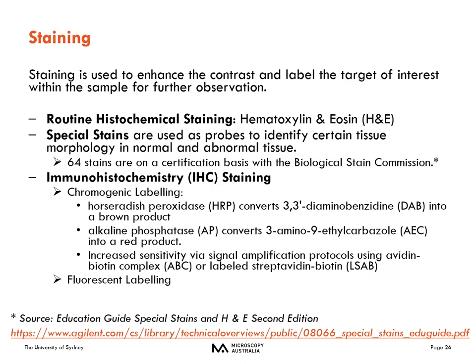Staining is used to enhance the contrast and label the targets of interest within the sample for further observations. The routine histochemical staining in a histopathology lab is hematoxylin and eosin, H&E. Hematoxylin precisely stains nuclear components, including heterochromatin and nucleoli, while the eosin stains cytoplasmic components, including collagen and elastic fibers, muscle fibers, and red blood cells, in a pink color. Other special stains are usually used as a probe to identify certain tissue morphology in normal and abnormal tissues. According to the Biological Stain Commission, there are 64 stains on the certification list with the BSC.